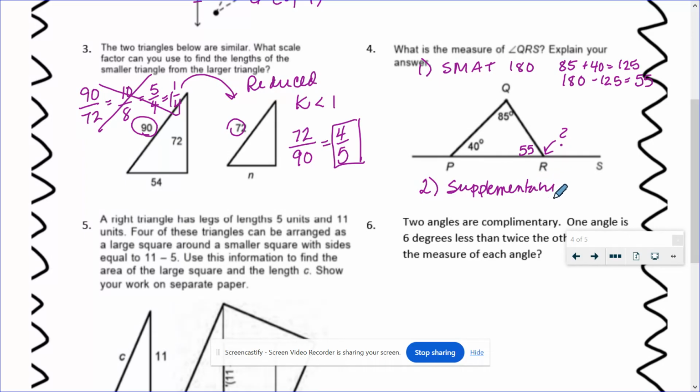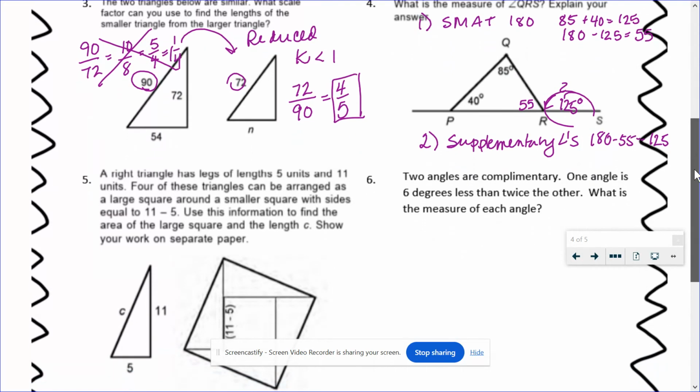So I'm going to take 180 minus 55, and that's going to give me 125. So this angle right here that I'm looking for is 125 degrees. I also could describe and explain it that this angle is equal to the sum of those two, which is one of the rules that we talked about in class.